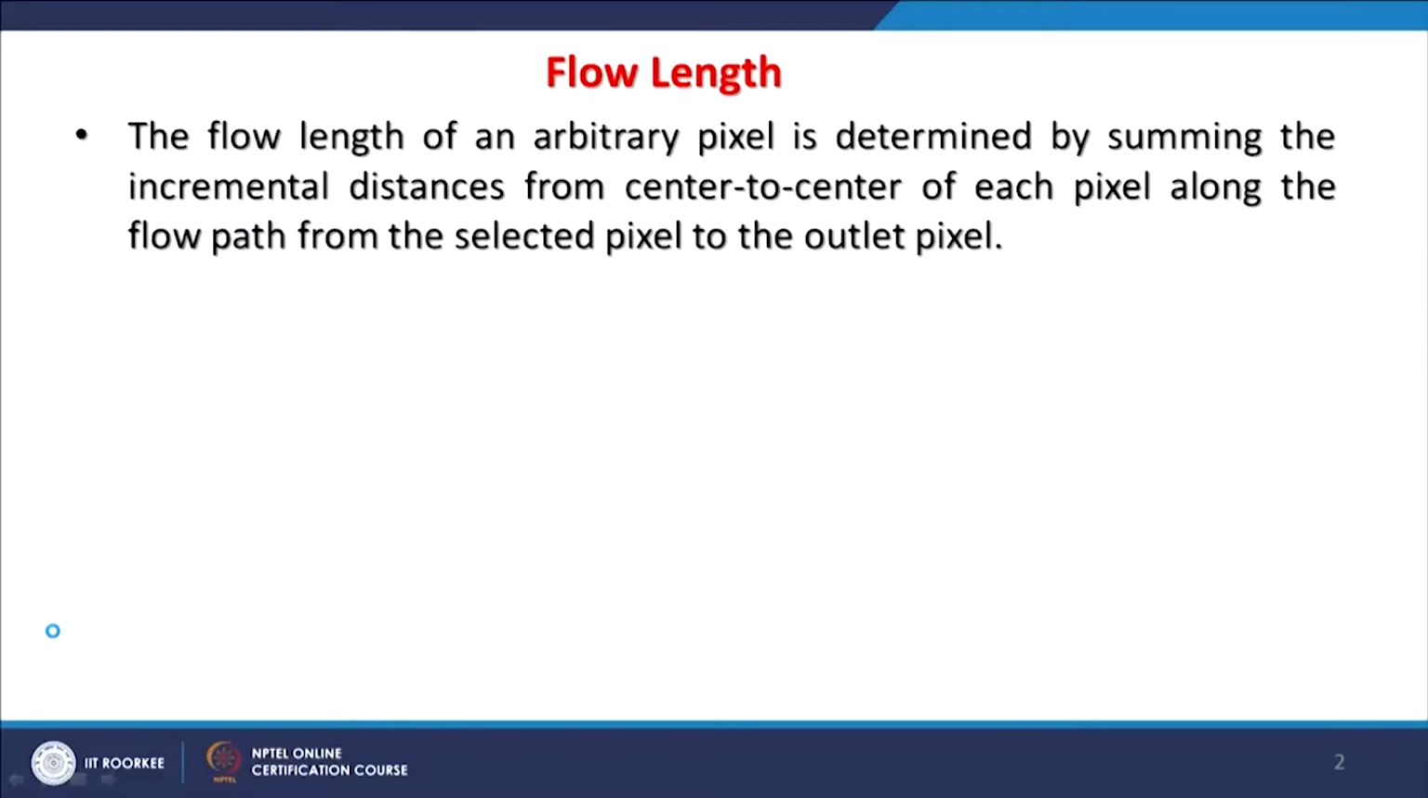Now, the next theme or next output or derivative which we derive through this surface hydrologic modeling is called the flow length. So, flow length is basically an arbitrary pixel which is determined by summing the incremental distance, and that distance is from center to center of each pixel or each cell, because here we are using digital elevation model. So, instead of pixel you can use the word cell more appropriately along the flow path, and flow path we have already discussed, that is the drainage network from the selected cell to the outlet cell, and this is what we will be doing in the flow length.